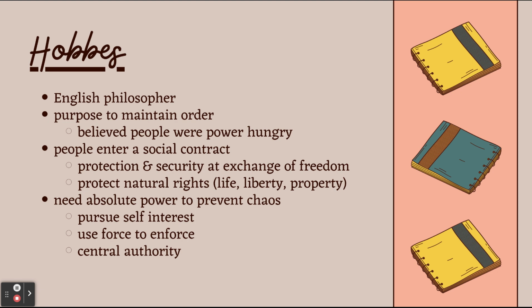He believed that by creating a government, people are entering into a social contract, and that social contract states that the government is going to protect people and provide security for the society as a whole in exchange for certain freedoms. So there's certain things that people aren't allowed to do in order to protect the security of all. He also believed that the government was created to protect natural rights, including life, liberty, and property, similar to Locke. He also advocated that the government needed absolute power to prevent chaos.